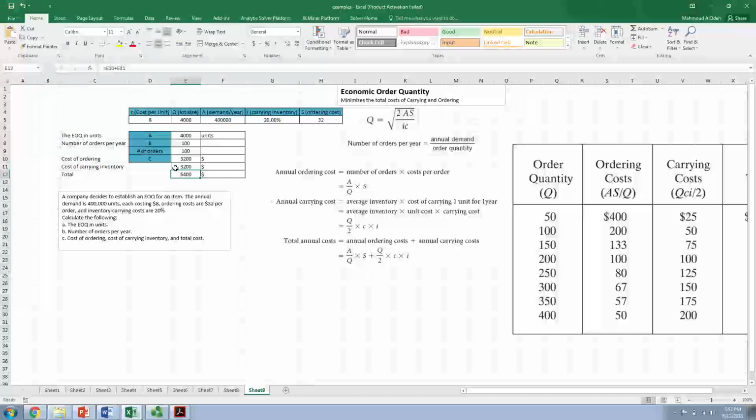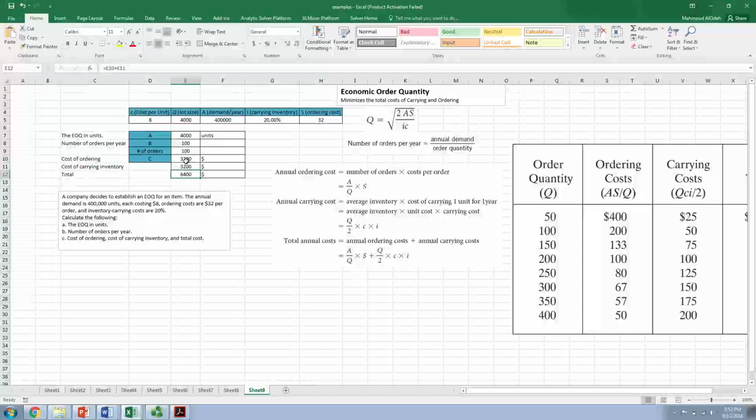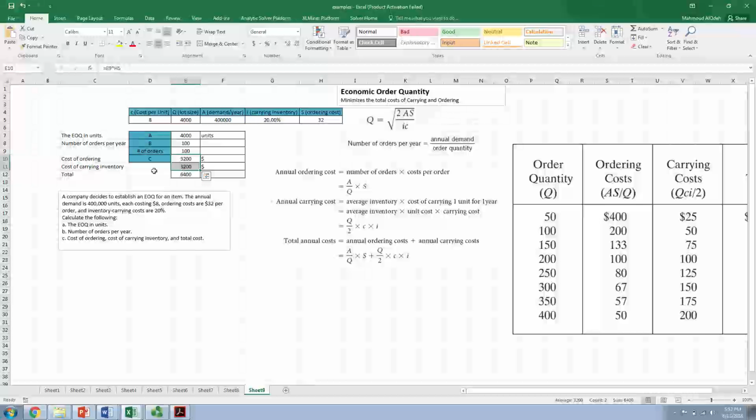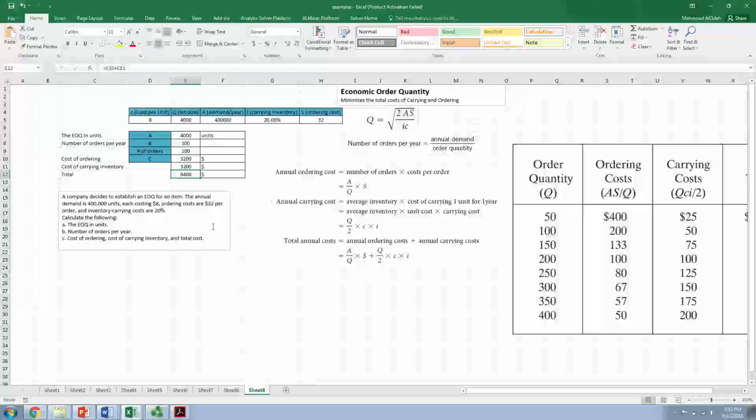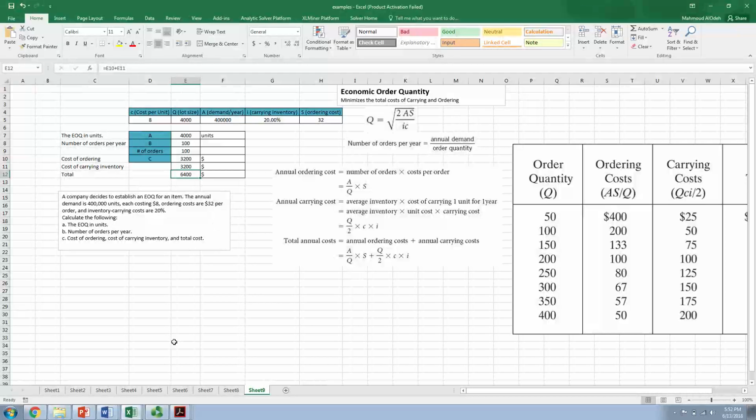As you see, to confirm that we've reached the economic order quantity, the carrying cost is equal to the ordering cost, and then we add them together. That will give you $6,400 for the total cost for this problem.